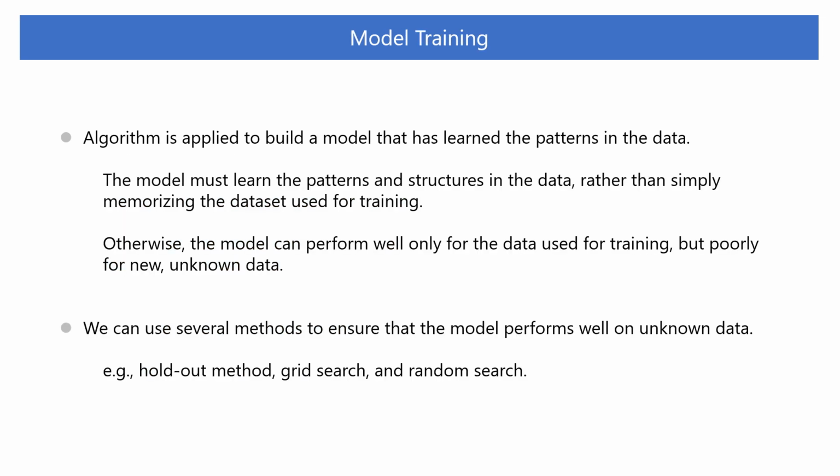Once the algorithm is selected, the model is trained. In this stage, the algorithm is applied to the dataset to build a model that has learned the patterns in the data. At this phase, the model must learn the patterns and the structures in the data, rather than simply memorizing the dataset used for training. Otherwise, the model can achieve high prediction accuracy only for the data used for training, and the prediction accuracy will be low for new unknown data. Therefore, in this phase, we can use several methods to ensure that the model performs well on new unknown data. The popular methods are hold-out method, grid search, and random search. These methods will be discussed in detail in subsequent chapters.